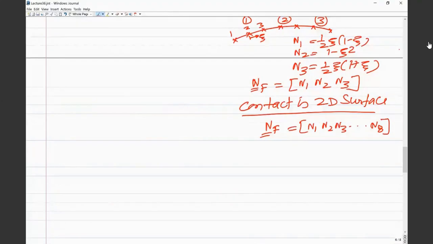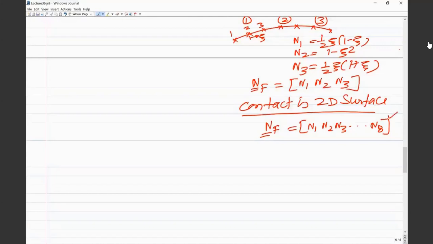So now, of course, if the bodies are discretized using 8 noded brick elements, then the contact surface will be discretized using 4 noded quadrilateral elements, and then NF will be N1, N2, N3, N4. But if the target and contactor bodies are discretized using 20 noded quadratic brick elements, then the contact surface will be discretized using 8 noded quadratic elements, and this will be your NF in that case.